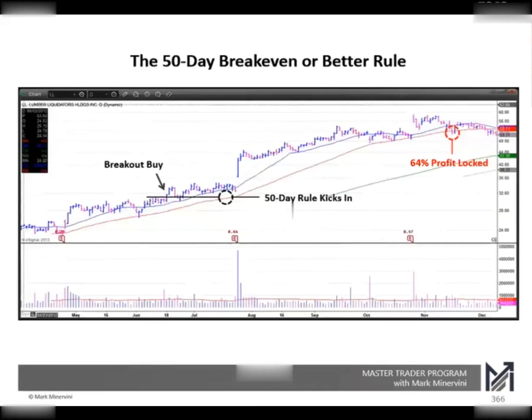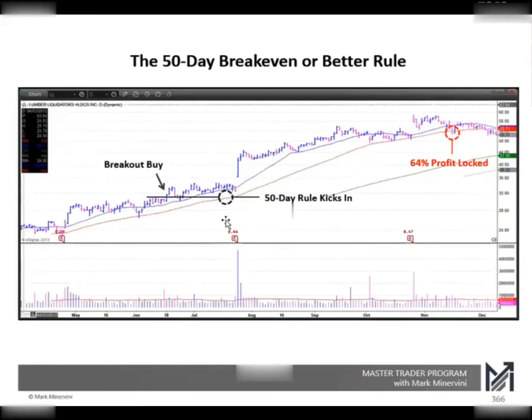So what I call the 50-day break-even or better rule, basically this is how it works. So you buy the stock breaking out, you set your stop, right? When the 50-day catches up to your break-even point, right? It catches up to your break-even.